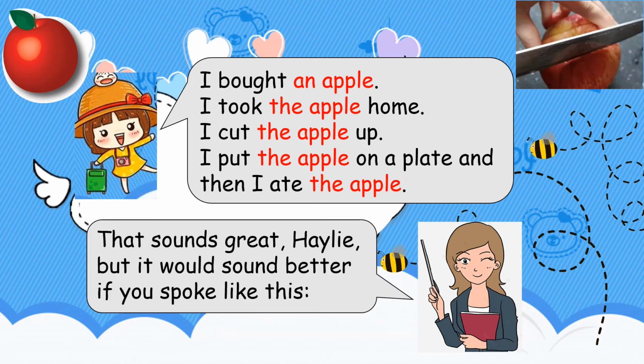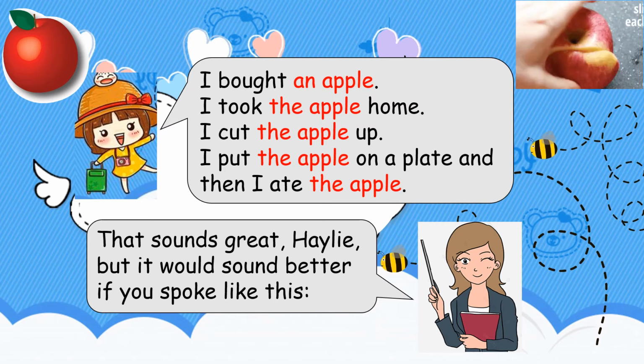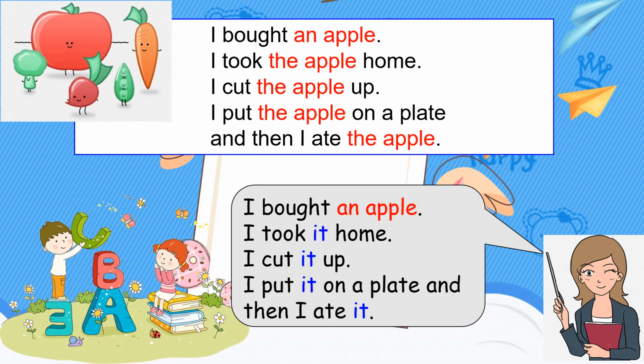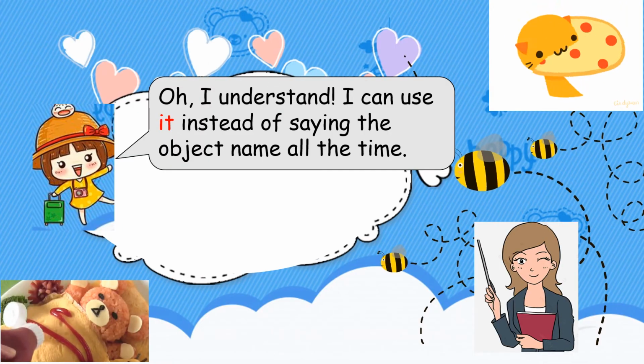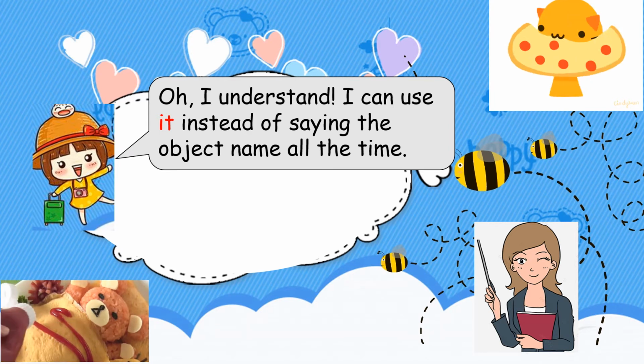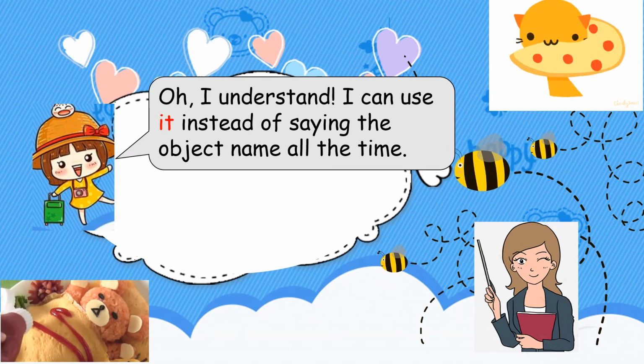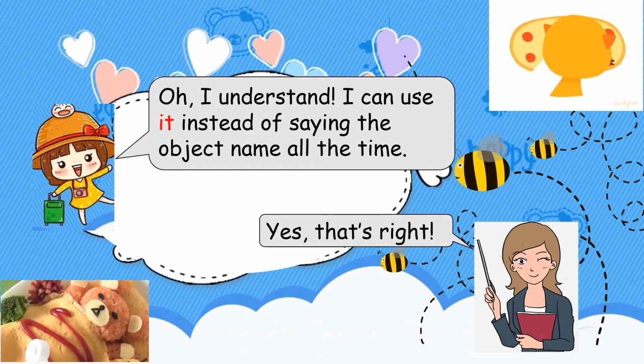That sounds great, Haley. But it would sound better if you spoke like this. You should say, I bought an apple. I took it home. I cut it up. I put it on a plate and then I ate it. Oh, I understand. I can use it instead of saying the object name all the time. Yes, that's right.